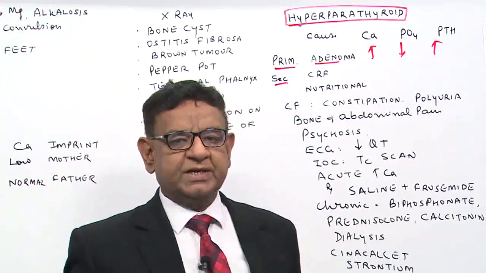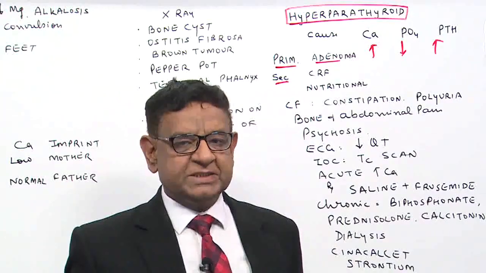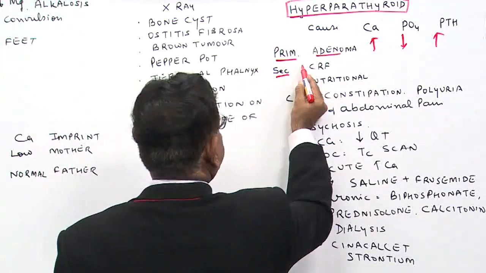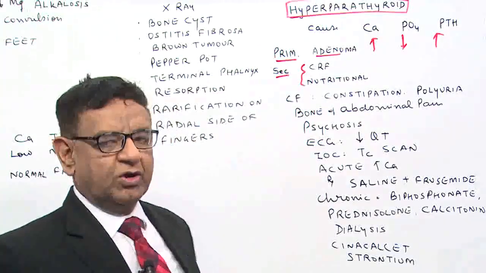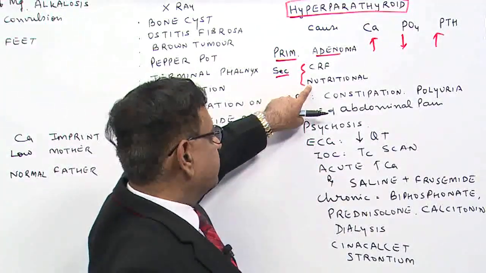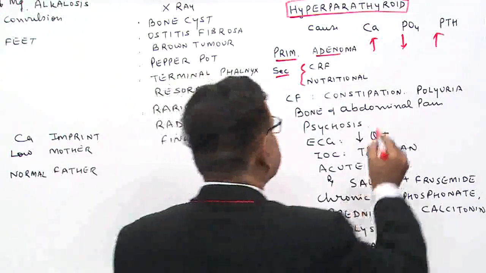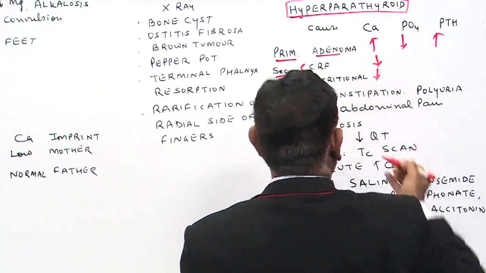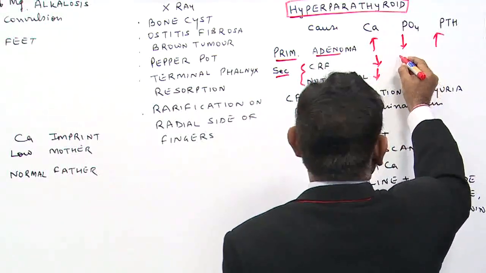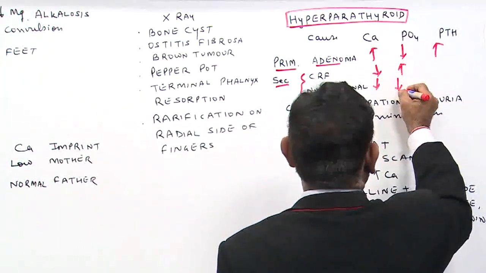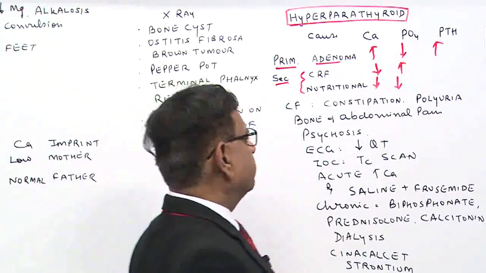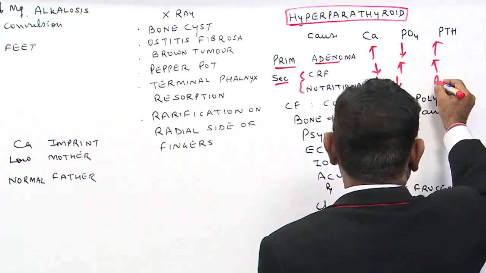Now, secondary: any cause of prolonged hypocalcemia will lead to secondary hyperparathyroid. So in secondary, we have two types. One is due to chronic renal failure, or it is due to nutritional deficiency. In nutritional deficiency, what we see is rickets and osteomalacia. So now what happened in these? Calcium is reduced. In fact, as I told you, the most important parameter of secondary is low calcium. Now, in CRF, phosphate is high, but phosphate is reduced in the nutritional type of hyperparathyroid. But PTH level is high in all the three conditions.